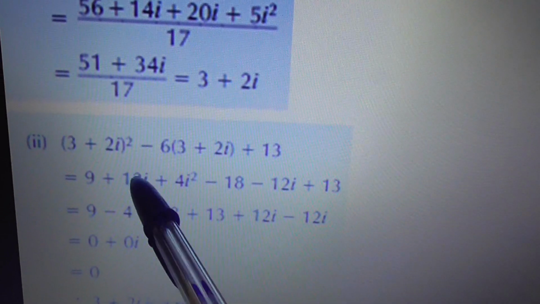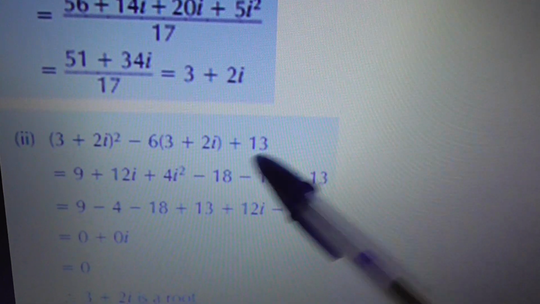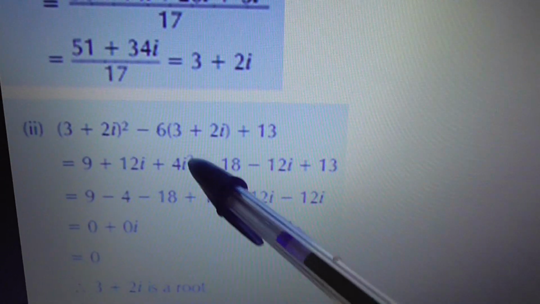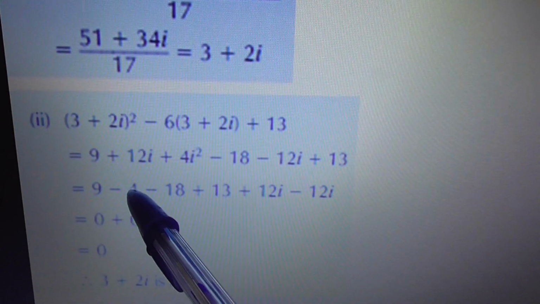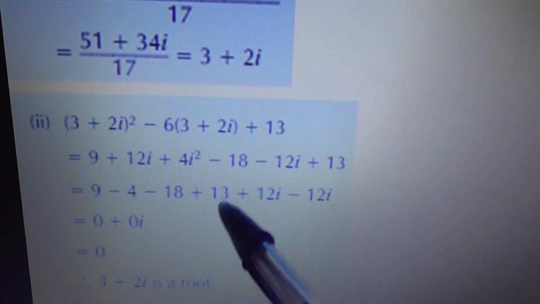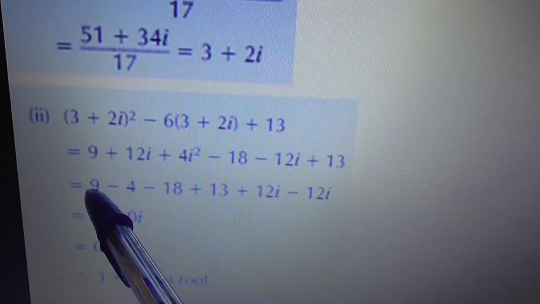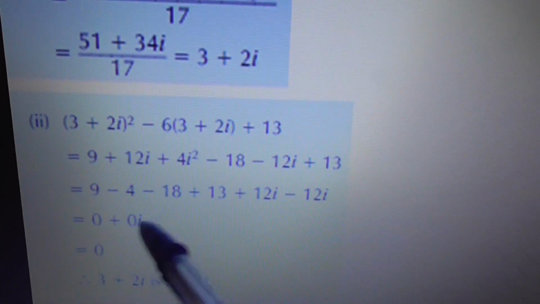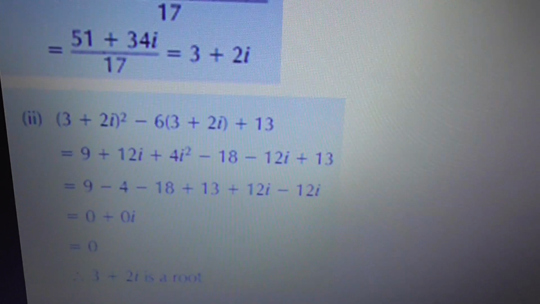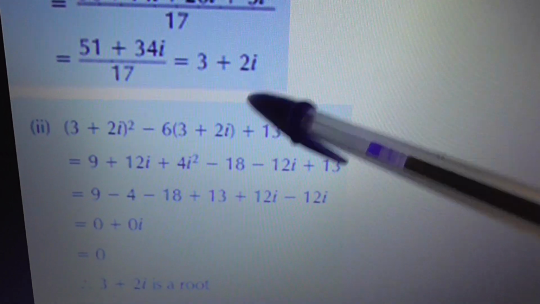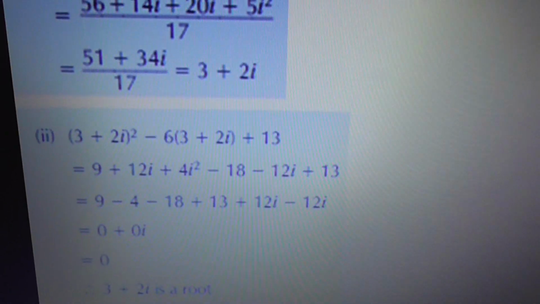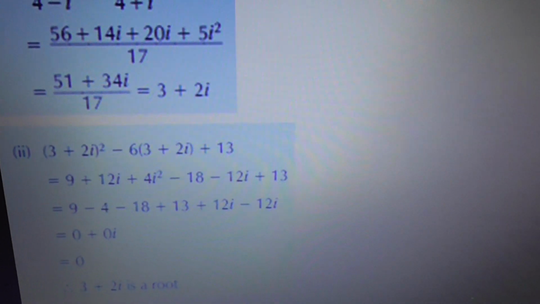Tidying things up then, 12i and minus 12i cancel. i squared is minus 1, so that's going to be 4 times minus 1, which is actually minus 4. So it's 9 minus 4 minus the 18 plus the 13. Okay, all of that goes to a 0, and they cancelled anyway, so you get 0 plus 0i, which is 0. Therefore, 3 plus 2i subbed into the quadratic equation exactly. Okay, I got 0 equals 0, so therefore it is a root.